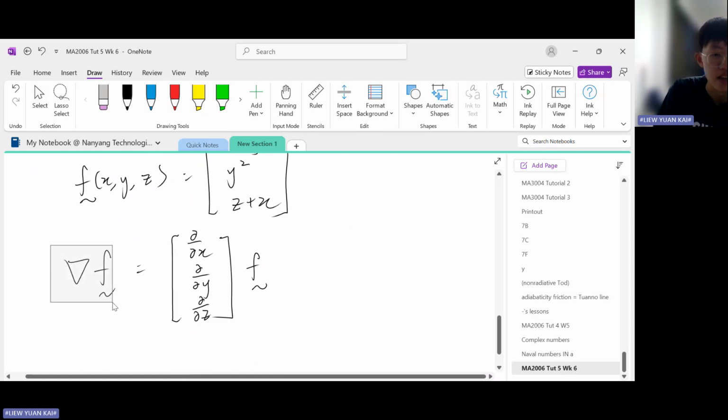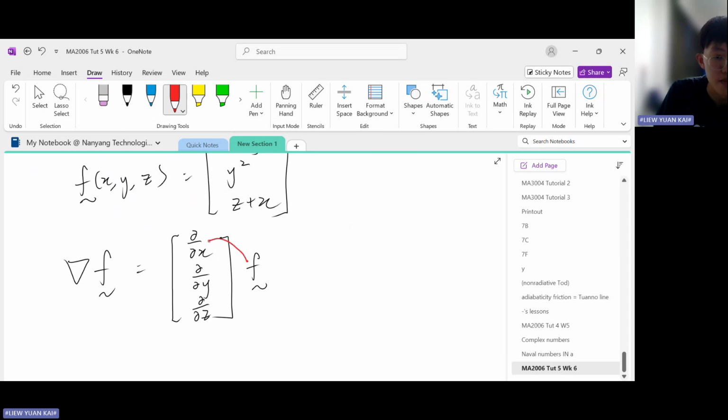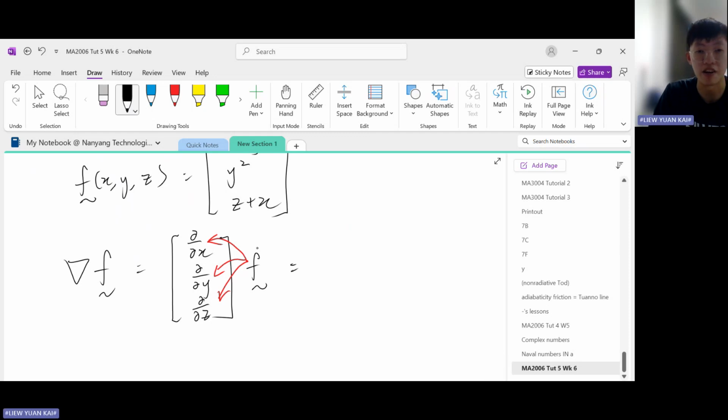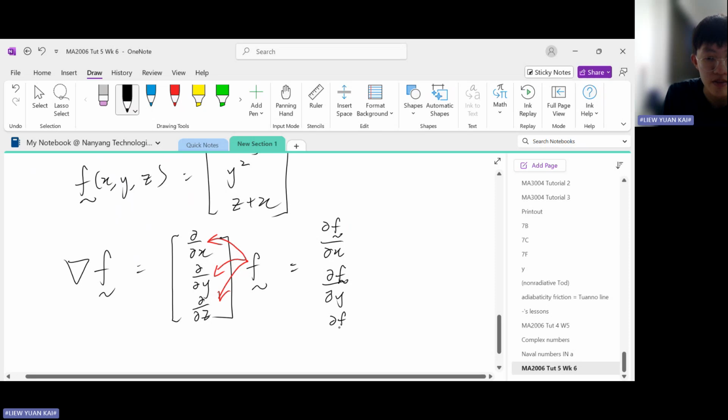So you can treat this as nabla times f. What I do is I take this f multiplied with the first entry, this f multiplied with the second entry, this f multiplied by the third entry. Okay, multiplying, I'm just using it loosely here. I'm not actually multiplying, I'm just inserting it into each derivative. So in the first entry, we have partial f partial x. In the second entry, we have partial f partial y. And in the third entry, we have partial f partial z.